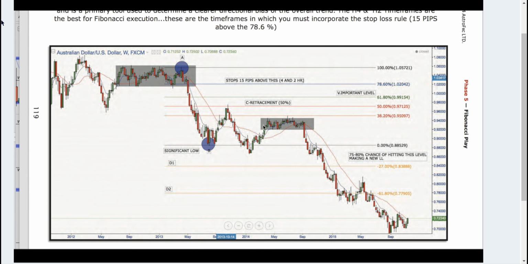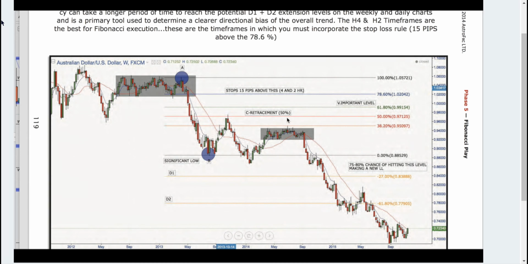So what's happened here, we've come back up, we've gone into another area of consolidation for around 4 months, and we've actually pinned right there. Let me zoom in on that.